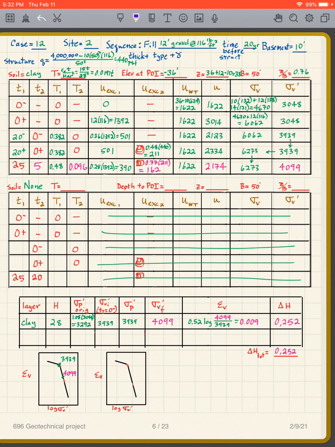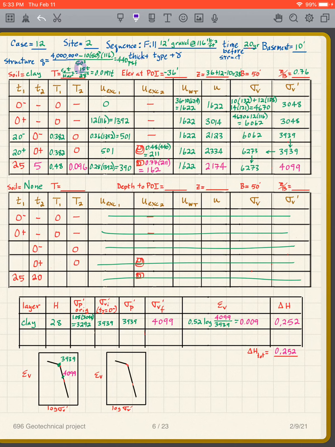Okay, so first thing is, what is the Q? Because now we have a basement of 10 feet. Well, I have to subtract off the weight of the soil removed for the basement. So it's a 10-foot basement, and so 10 times 50 squared is the volume of soil. It's 116 pounds per cubic foot for the gravel, and the building load is 4 million, so 4 million minus the weight of the soil, divided by the 50 squared, gives us a Q of 440 pounds per square foot.